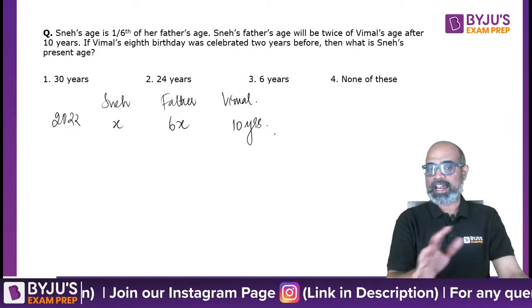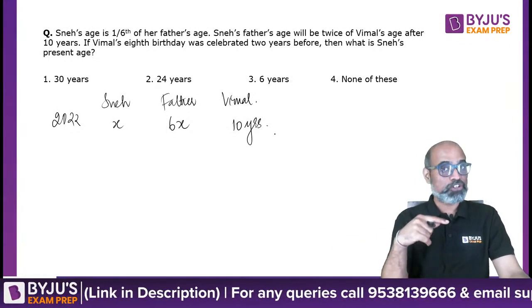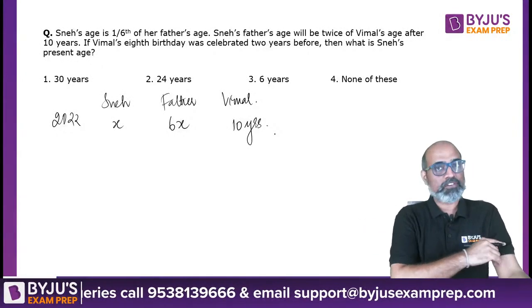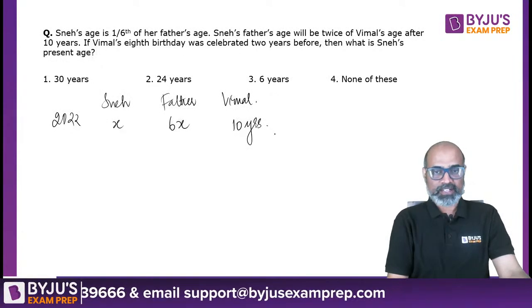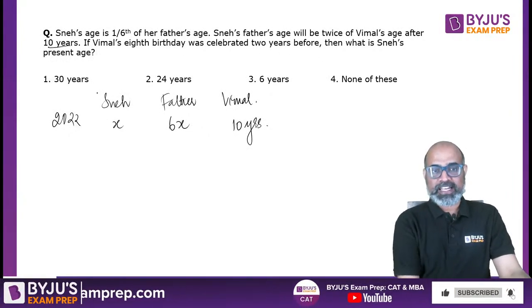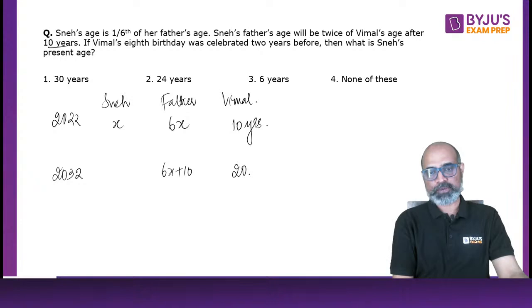We have no idea what x could be. We know that the father's age is going to be in the table of 6, but will Sneha's age be in the table of 6 as well? We have no idea, right? Next, after 10 years, as in the year 2032, the father's age will be 6x plus 10 and Vimal's age will be 20 years.